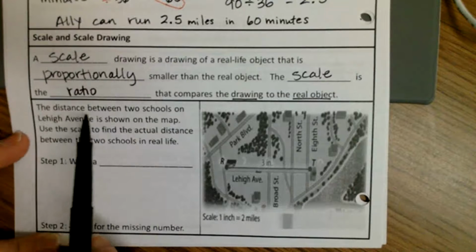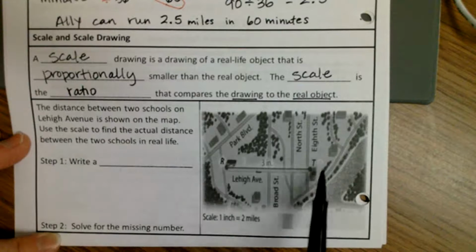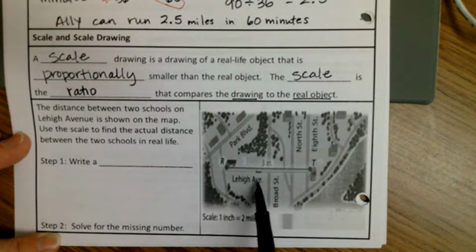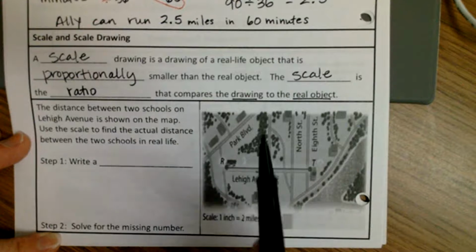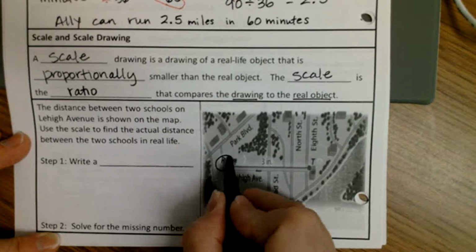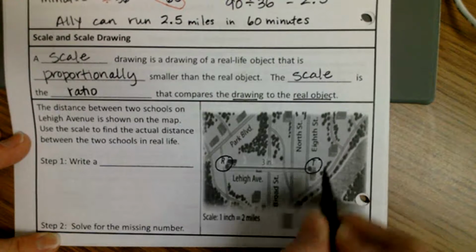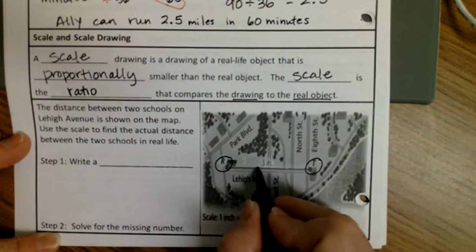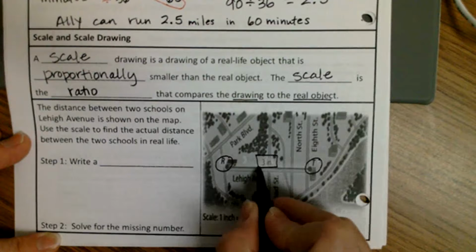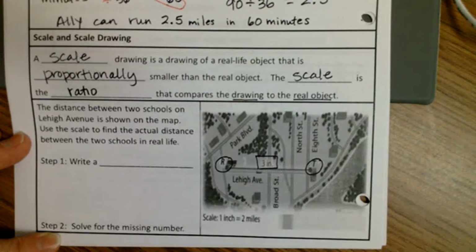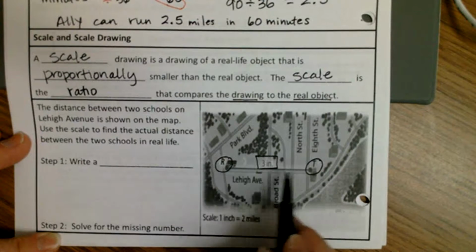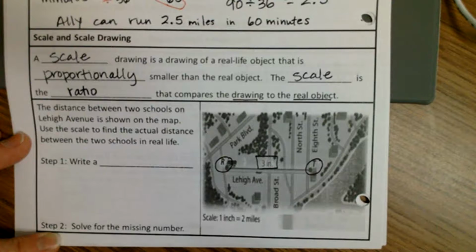Okay, so the distance between two schools on Lay Avenue is shown on the map. So here's the map, and here's Lay Avenue. See the word Lay Avenue? So here's the road right here. And here's one of the schools, R, and here's one of the schools, P. And the distance is shown right here. It says 3 inches. All right? Now on the map, that's 3 inches. In real life, the road is not 3 inches long, right? Just on the map, it's 3 inches.